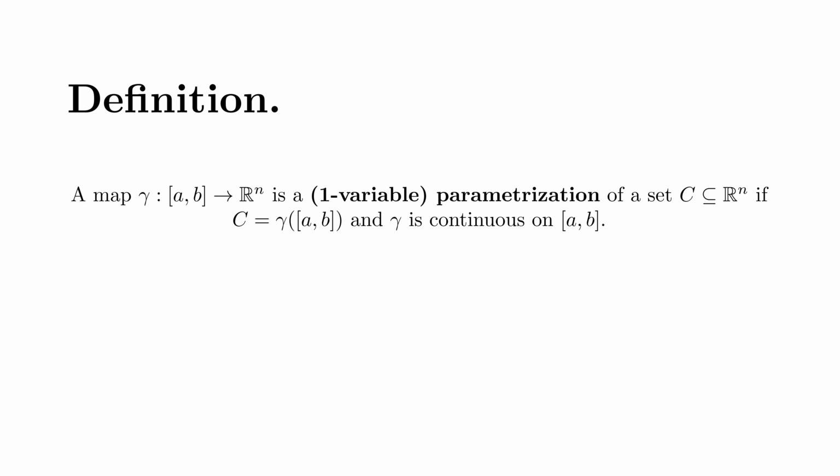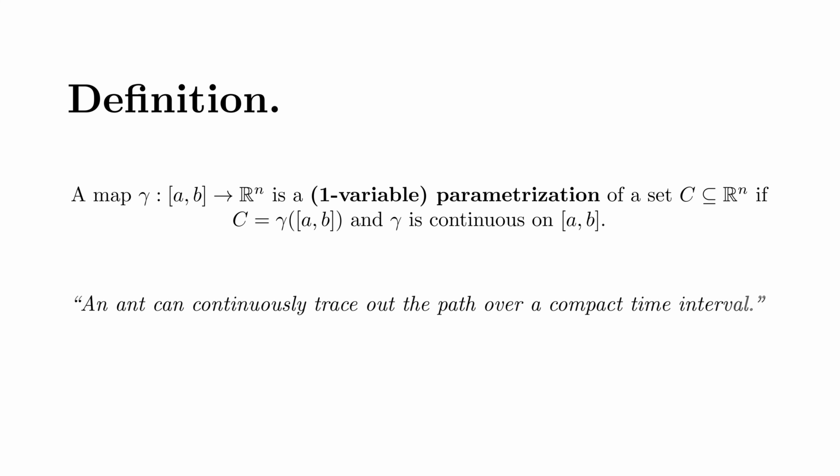Physically speaking, this can be interpreted as an ant can continuously trace out the path over a compact time interval. This physical description is hopefully sensible because time is a one-variable parameter, and curves should only need to be described by one variable. That's what should help make them look like one-dimensional smooth manifolds. Note that a compact time interval is used to help ensure the curve has finite length. We could consider curves with infinite length, but this restriction to compact intervals will be good enough for most multivariable calculus situations. Now, let's check whether our 4 examples can satisfy this definition.